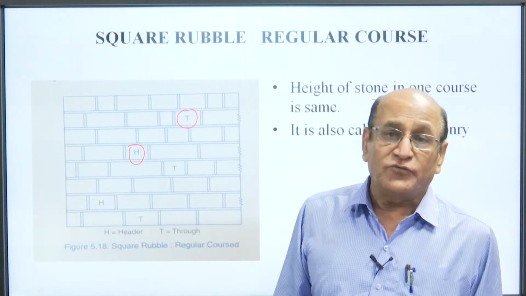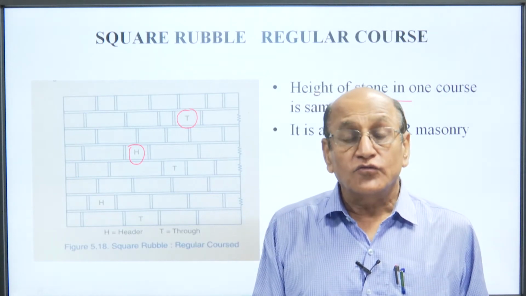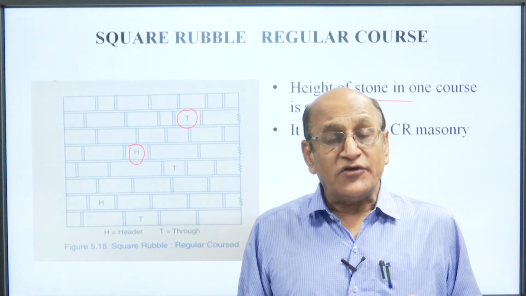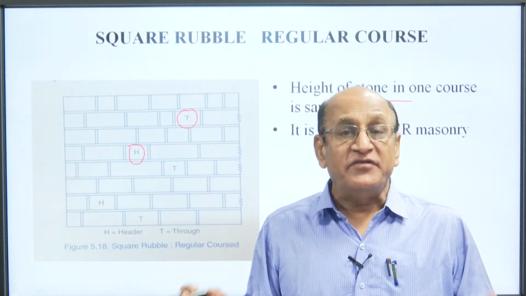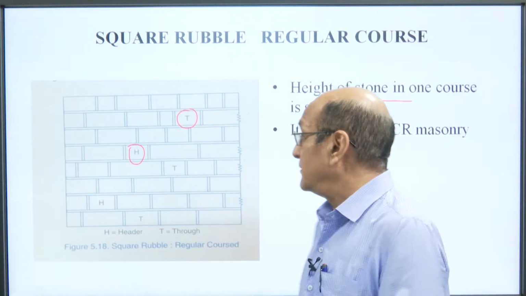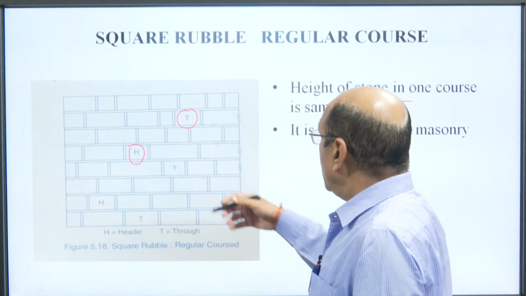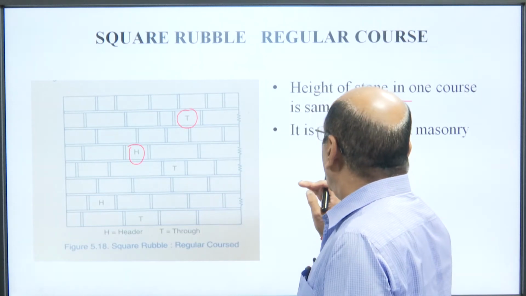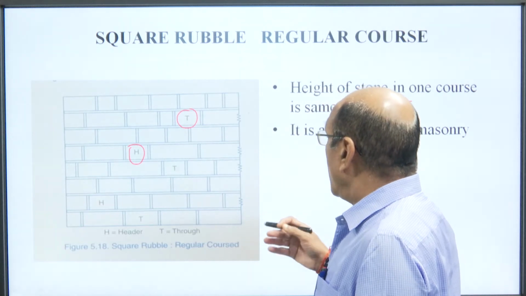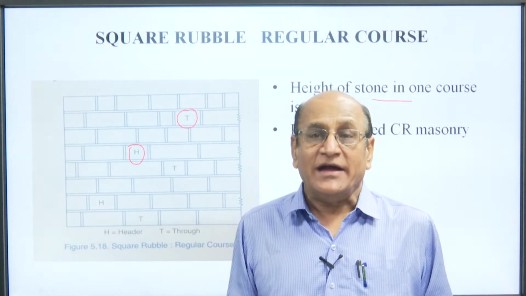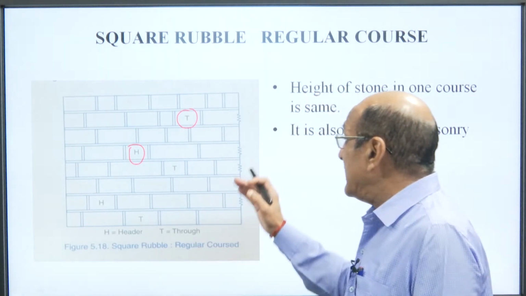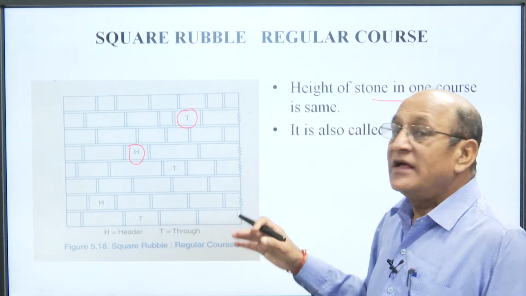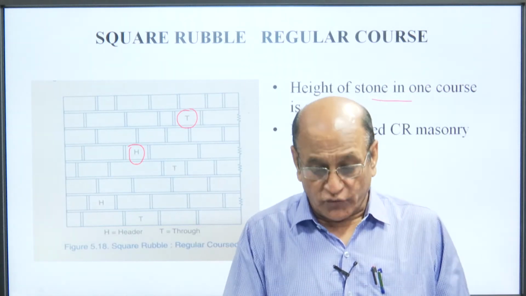Through, as I have told earlier, is a stone which covers the entire width of the wall. Due to the height, because all stones have the same height, its appearance is better than the other courses.